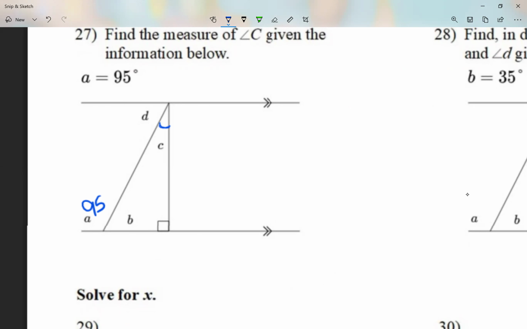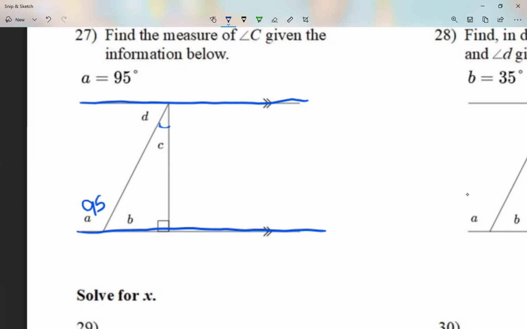Okay. Well, one thing I'm going to figure out here is that because of parallel lines, I know this line is parallel to this line. And I know because you see those markings, those arrows. Okay, so I know those two lines are parallel. I can use the idea of parallel lines in a transversal. Okay, so I remember same side interior. I know same side interior where two angles are equal to 180. They're both on the same side of the transversal.